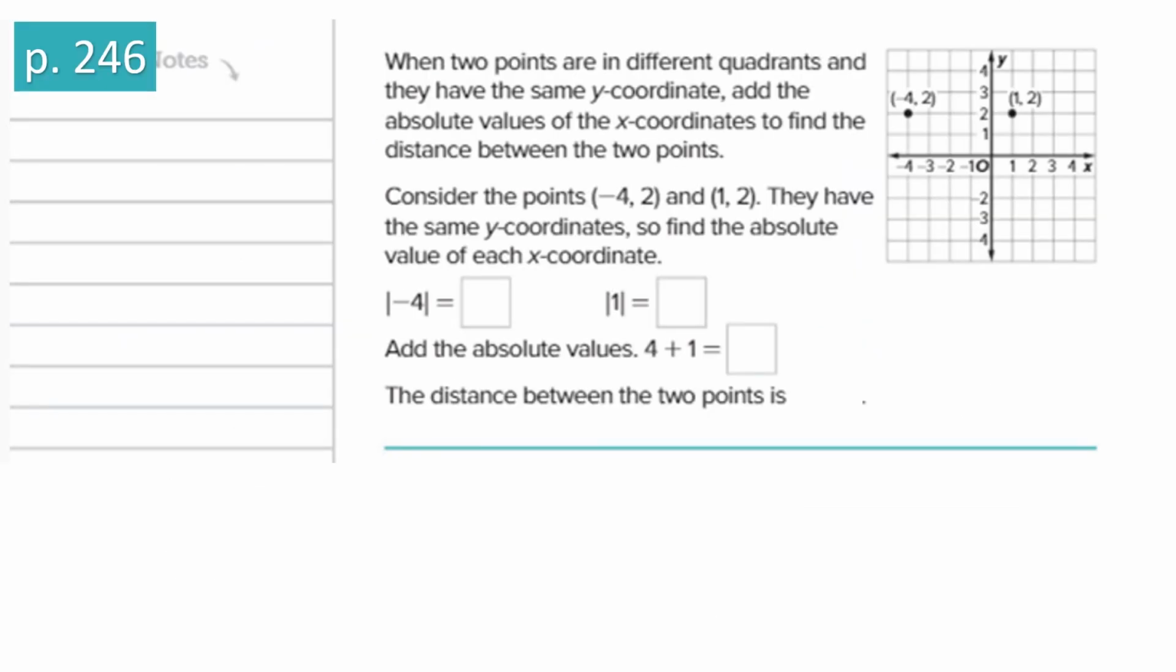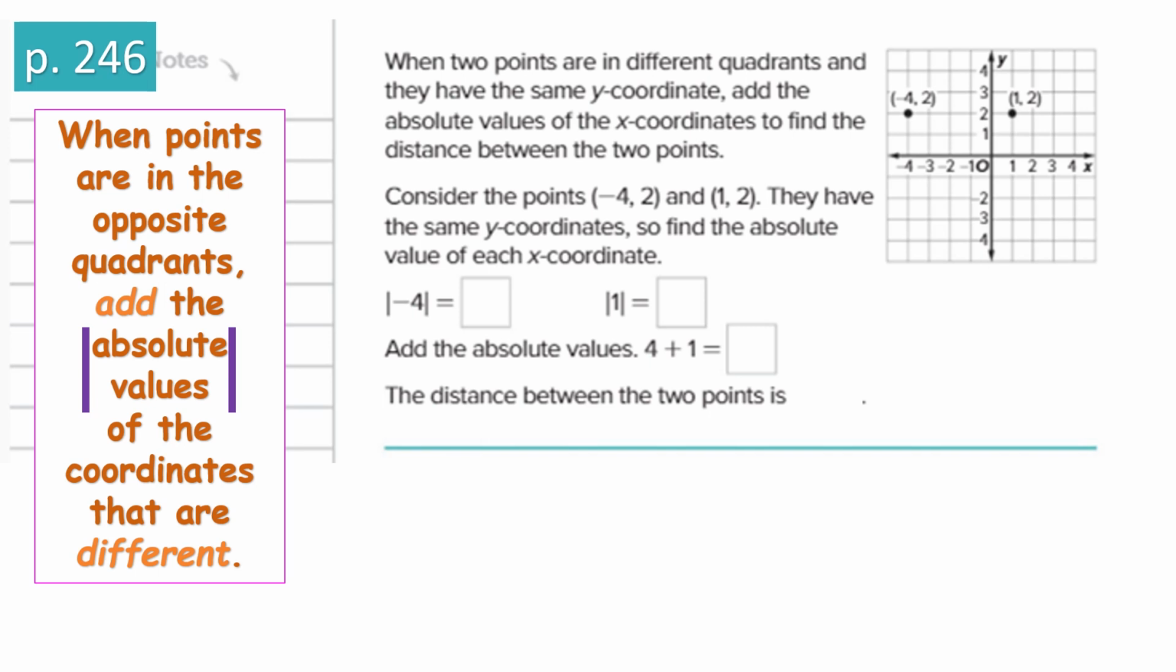Now, when I look at this one, I'm going to have a new note to write down because there are two different understandings that we need to have when we're doing distances on a coordinate plane. This one says when points are in the opposite quadrants. So in this example, we have 2 points. One's in quadrant 1 and one is in quadrant 2. Then I'm going to find their absolute values and I'm going to add them together.